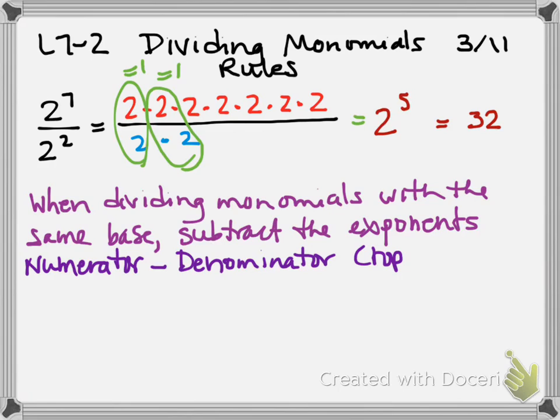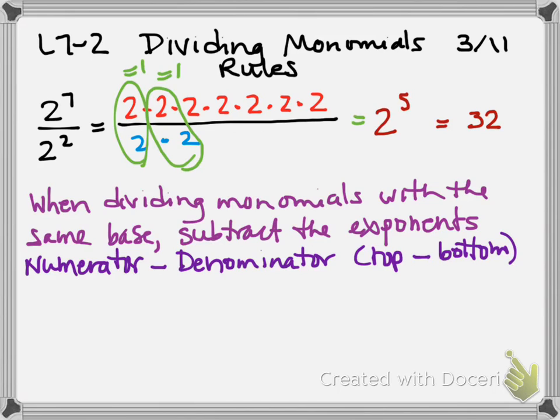Now, you might say, well, wait a second, that's going to give us potentially negatives. That's true. And we'll talk about exponents that are negative and exponents that are 0 on Monday when we come back. So today we're just going to deal with this idea of when dividing monomials with the same base, we're going to subtract the exponents, and that means numerator take away denominator, always in that order.